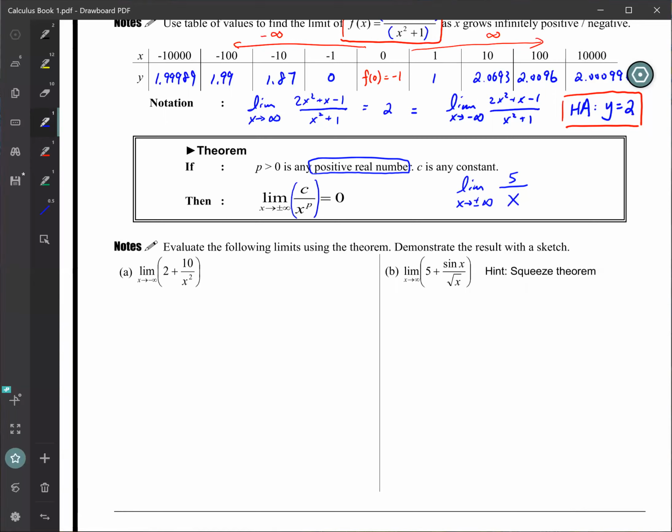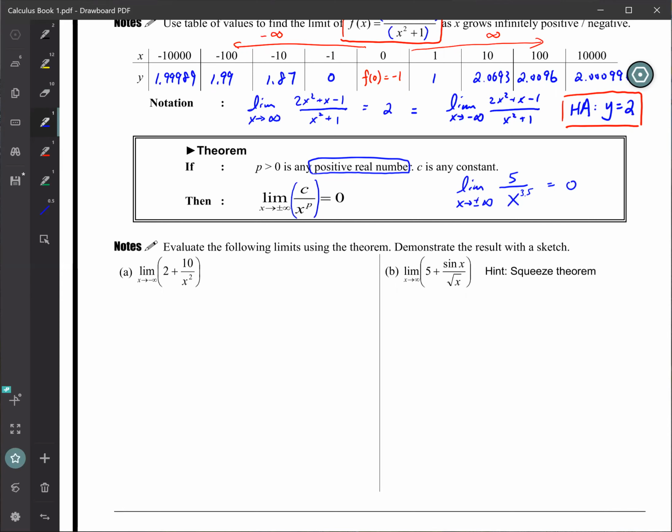Okay, 1. Yeah, that's also a positive real number. So if it satisfies these conditions, the top is a constant, the bottom has a positive real number for exponent, then the answer will be 0. Even if it's a decimal, like 3.5, it will still work.